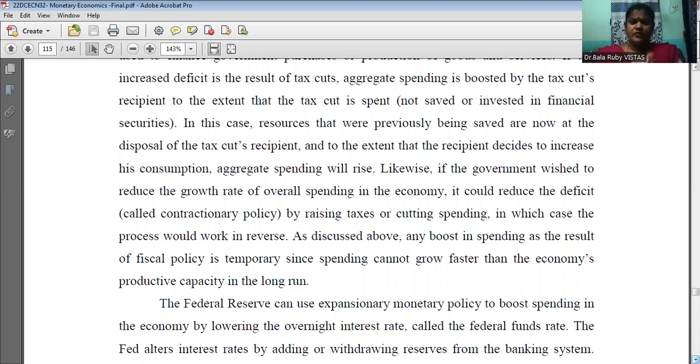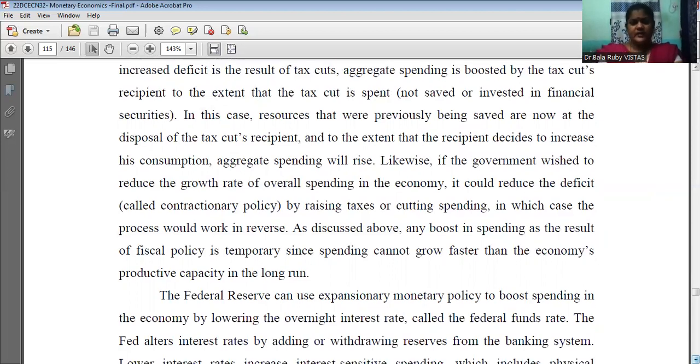Likewise, if the government wished to reduce the growth rate of overall spending in the economy, it would reduce the deficit by raising taxes or cutting spending, in which case the process would work in reverse. As we have discussed earlier, any boost in spending as a result of fiscal policy is temporary, since spending cannot grow faster than the economy's productive capacity in the long run.